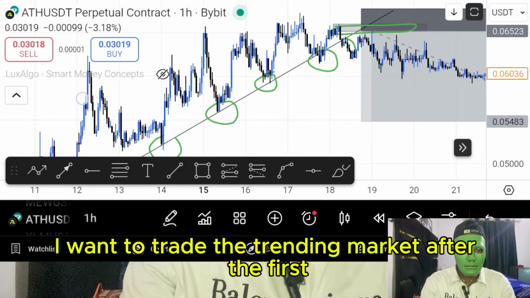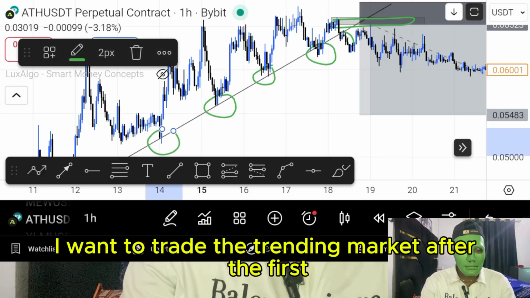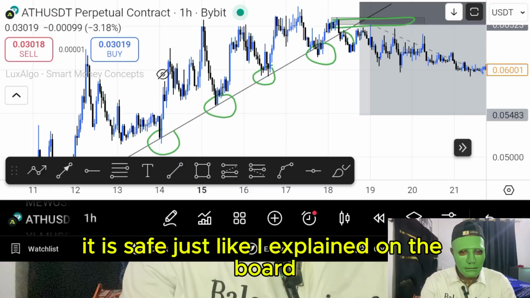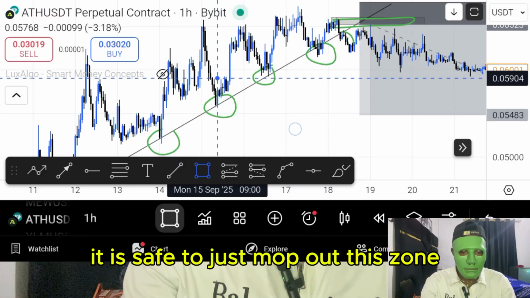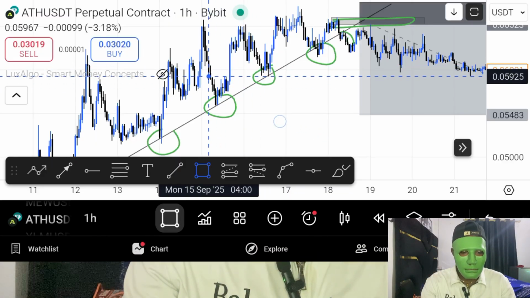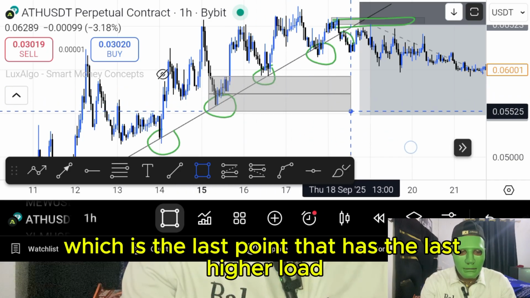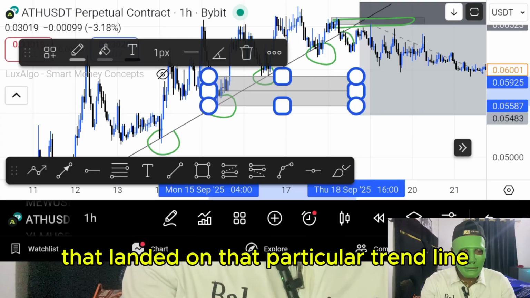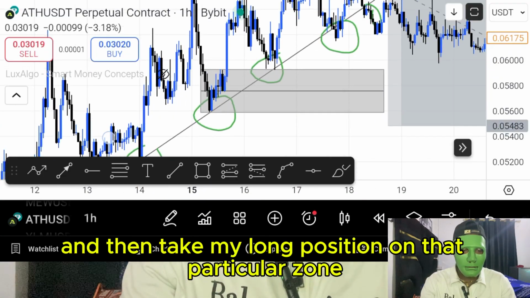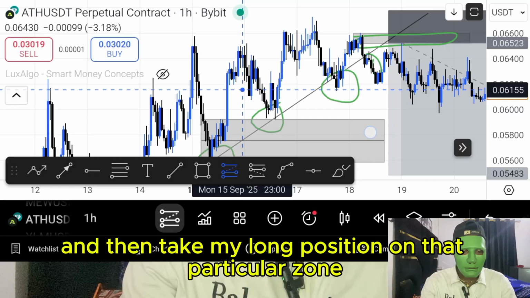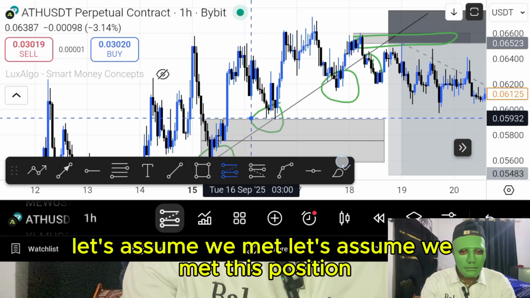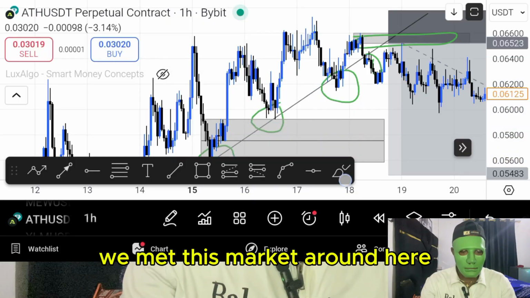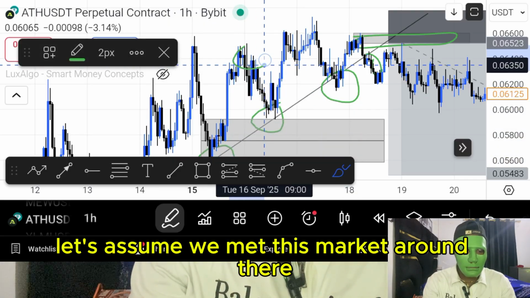But let's assume that I want to trade the trending market. After this first leg and this second leg, it is safe, just like I explained on the board, to map out this zone, the last higher low that landed on that particular trend line, and then take my long position on that zone. Let's assume we met this market around there. Just follow my arrow.